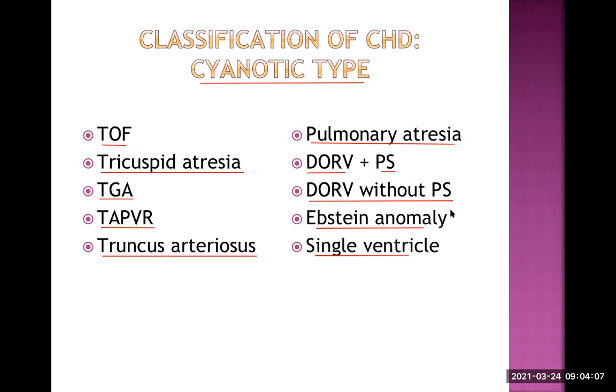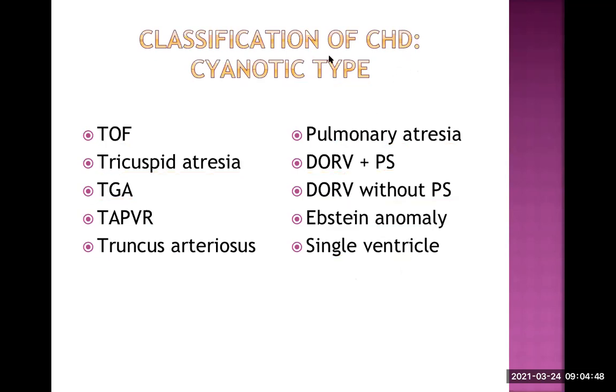PS is pulmonary stenosis. Now, Ebstein anomaly is a special type of cyanotic congenital heart disease, where there is atrialization of the right ventricle. This means the right atrium is huge and the right ventricle is a very small chamber. They should have some other connections also. Single ventricle: there is no interventricular septum. Both ventricles are a single chamber, so everything gets mixed there. So these are the different types of cyanotic heart disease. Okay, now let's move on.